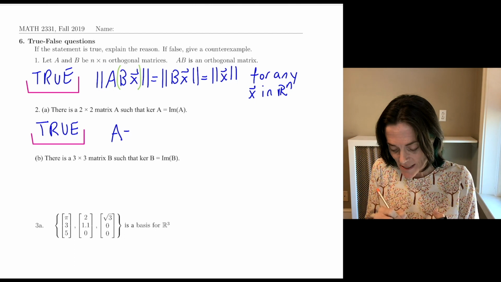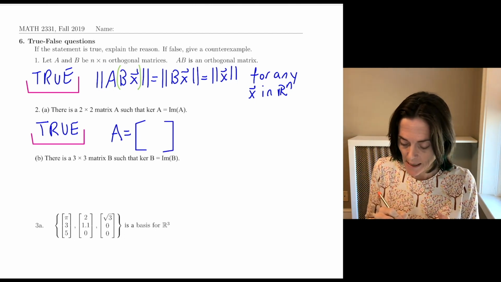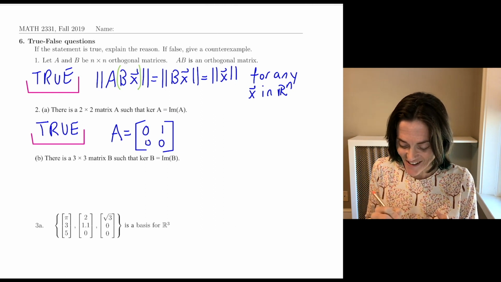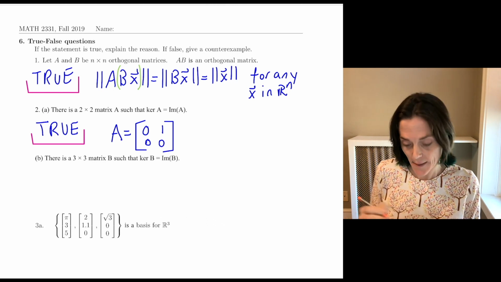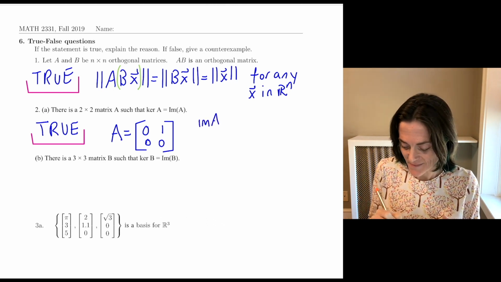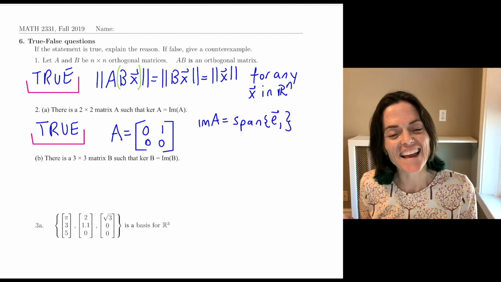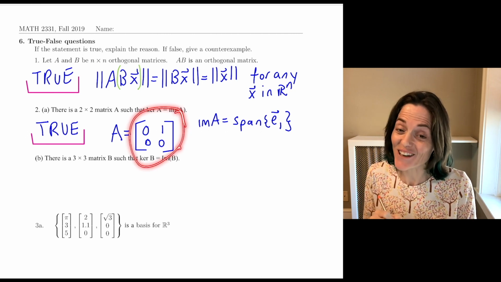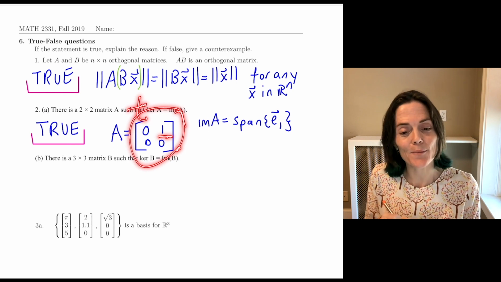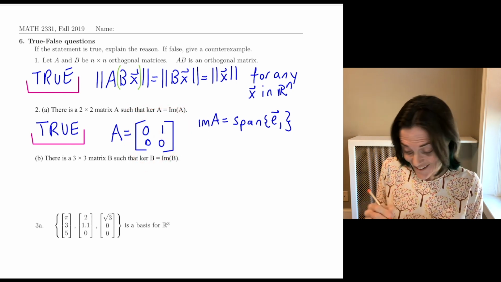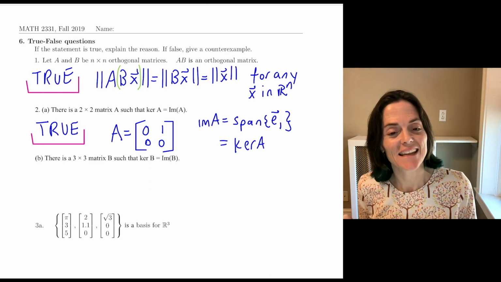We can take this matrix A. It will be already in reduced row echelon form. So we can take 0, 1, 0, 0. You notice the image of A, the span of E1. On the other hand, if you try to solve for the kernel, you see it says x2 is 0, and then we have free variable x1. So this is also the kernel of A. Kind of a neat example.